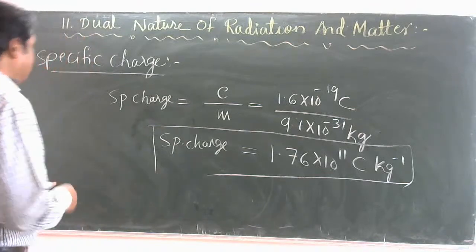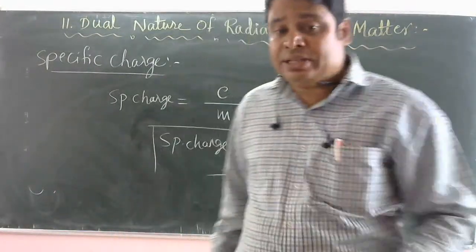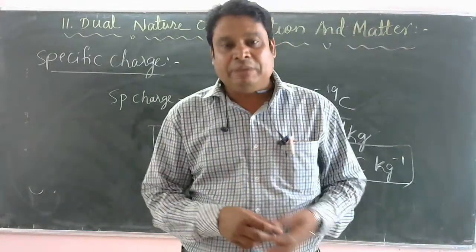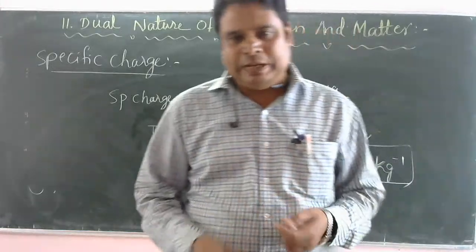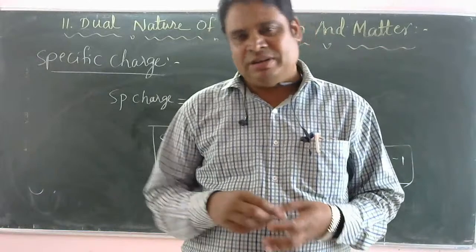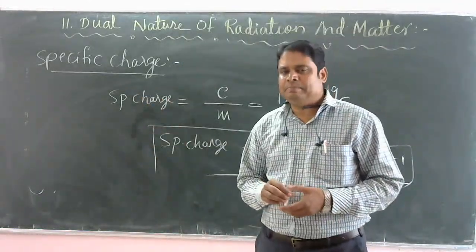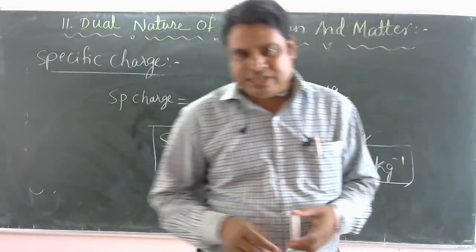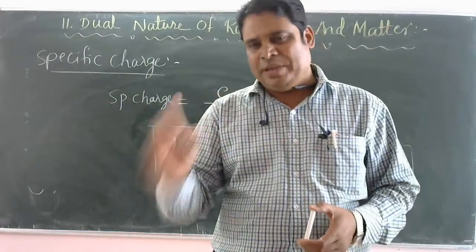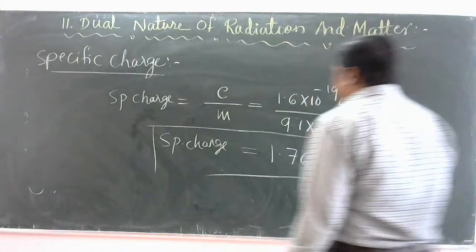Okay, this is what specific charge is. And one more thing let me mention here. Charges are quantized. A scientist called Millikan, by his oil drop experiment, proved that charge is quantized. And the value of that charge is 1.6 into 10 raised to minus 19 coulomb. The name of the scientist is Millikan. The experiment is Millikan's oil drop experiment. Okay, please remember.